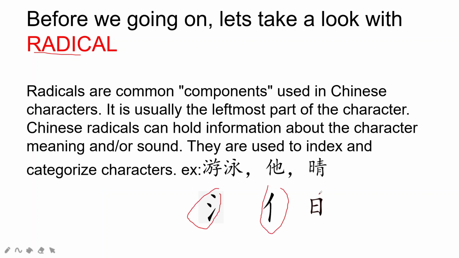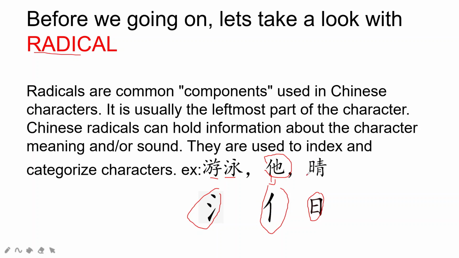This is a radical. The first one, like the water droplet, is the radical of water. These two words use the radical of water, pronounced 游泳, which means swimming, so it is related to water. The second one is pronounced ta. Ta means he, which is related to human, so they use the radical of the person, the standing person.